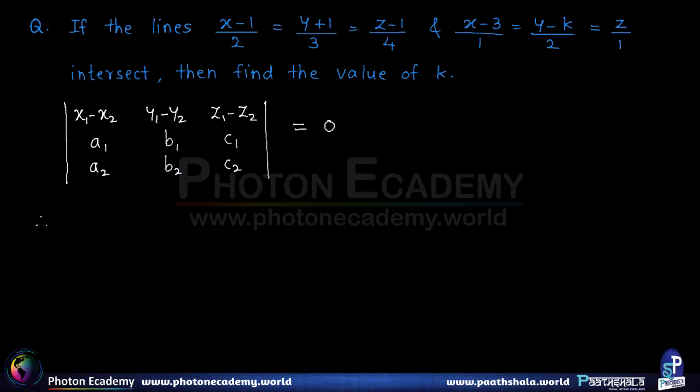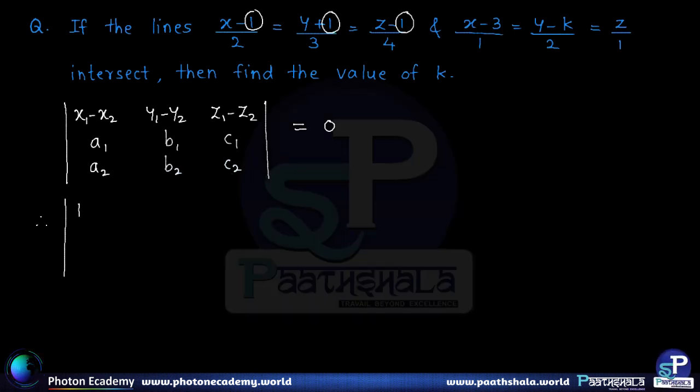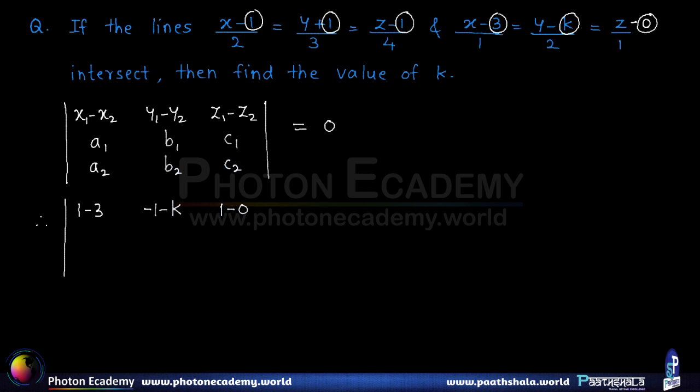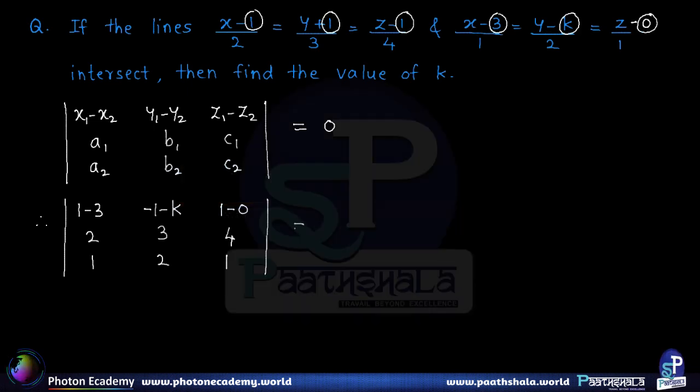Alright, so let us substitute the values. The first point is 1, minus 1 and 1. From that we are subtracting the second point, that is 3, k and 0, since there is nothing here, that means it is 0. So we have to subtract 3, k and 0: minus 2, minus 1 minus k, 1. Then a1, b1, c1 are nothing but the direction ratios of the first line, which are 2, 3 and 4. And a2, b2, c2 are the direction ratios of the second line, which are 1, 2 and 1. This determinant is required to be 0.